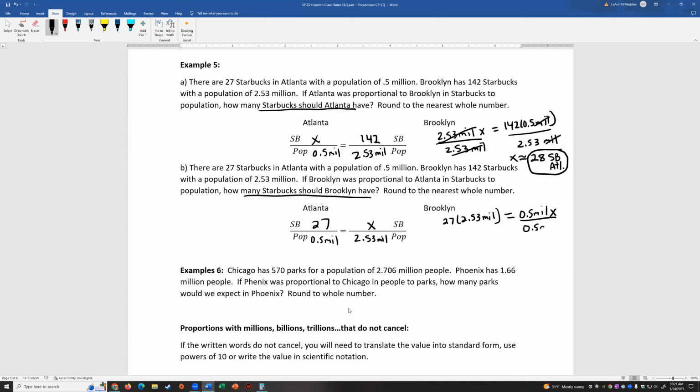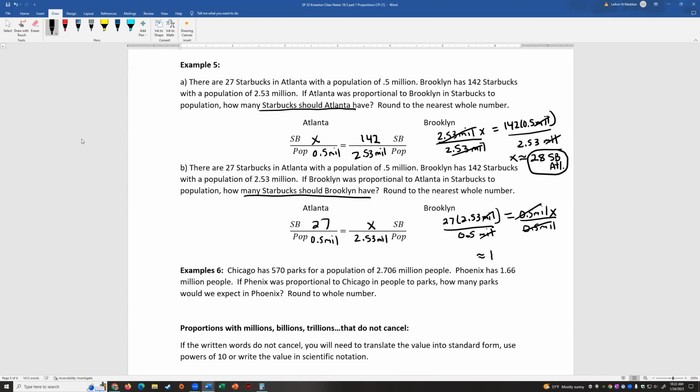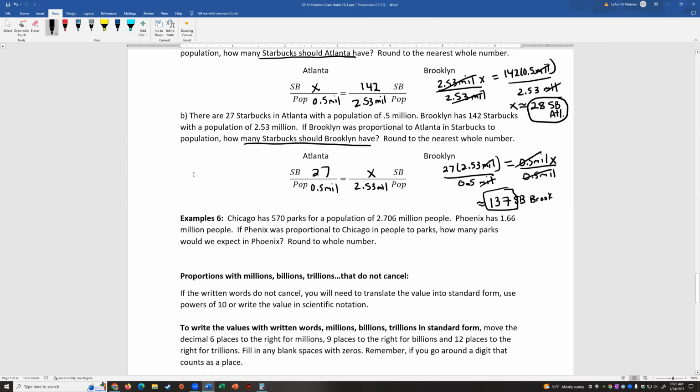Divide both sides by the 0.5 million. The reason I'm not writing scientific notation is because I know they're both in millions, so we're going to get that cancellation of units. So this is just 27 times 2.53 divided by 0.5. If I round to the nearest whole again, that'll be 137 Starbucks in Brooklyn. So they would actually need less to be proportionate to what Atlanta had, because Atlanta needed more to be proportionate to Brooklyn. And then one more of these where they have matching millions.